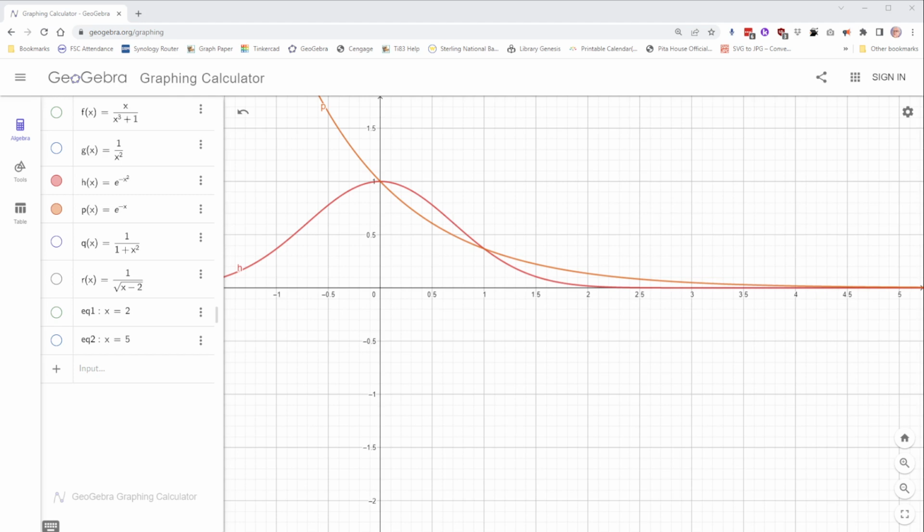And e to the negative x squared is less than or equal to e to the negative x for all x greater than or equal to 1. Therefore, the antiderivative from 1 to infinity of e to the negative x squared dx also converges.